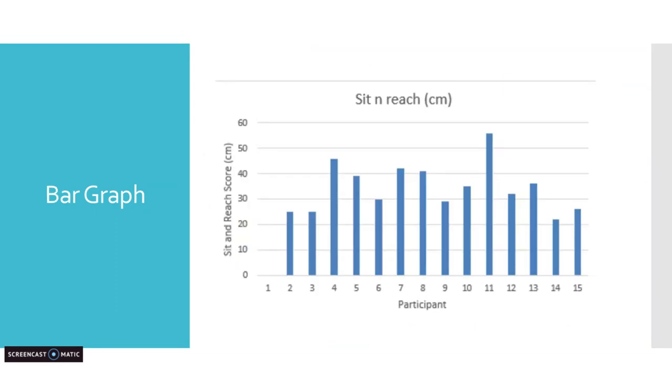Bar graphs are used to show numbers that are independent of each other. An example might include, for this we've got sit and reach. So each participant's sit and reach score is independent of each other, so they can be displayed like this.